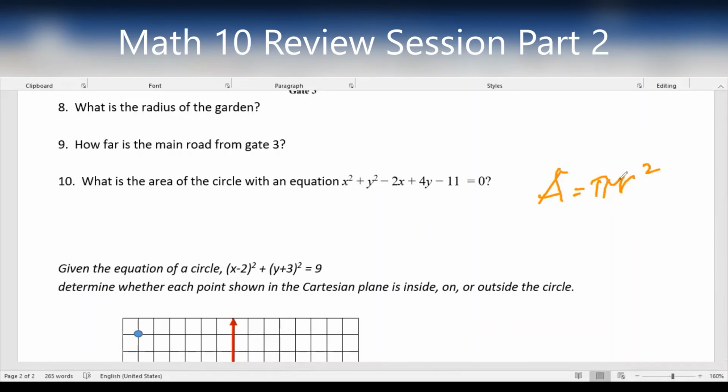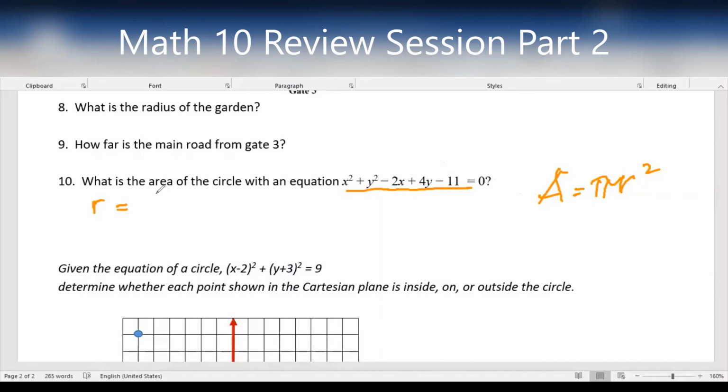You can express your answer in terms of pi. No need to multiply by pi. So we need only radius for us to find the area. So what will you do? Using the equation, find out what the radius is. Sige. So before you continue solving, please chat your answer for the radius.